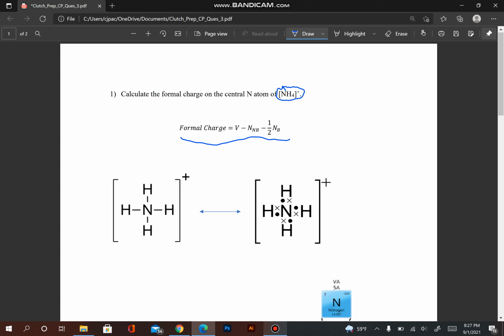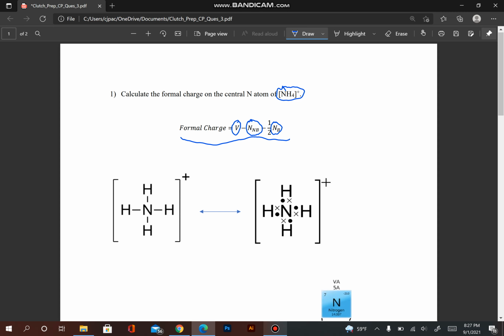And so V represents the normal state of bonding electrons in an element by itself. And N subscript NB, or non-bonding, represents the non-bonding electrons in a molecule. And N subscript B, or bonding, represents the bonding electrons in a molecule. And so conceptually speaking, formal charge makes sure that the bonding electrons are consistent both with an element and the molecule that it is bound to.